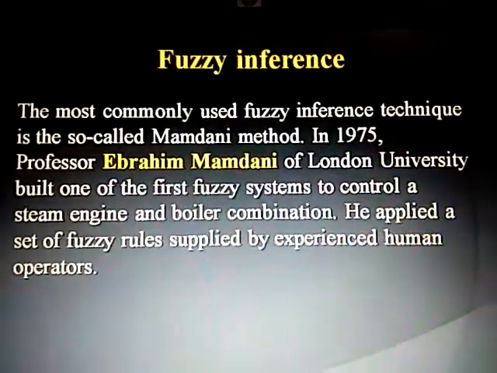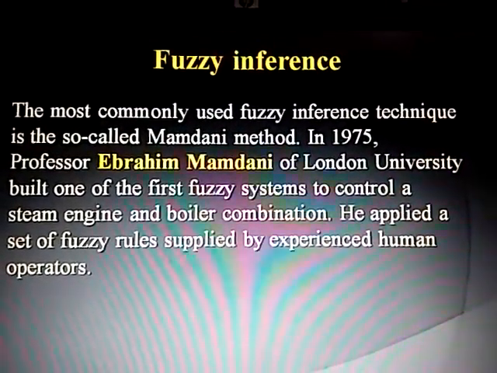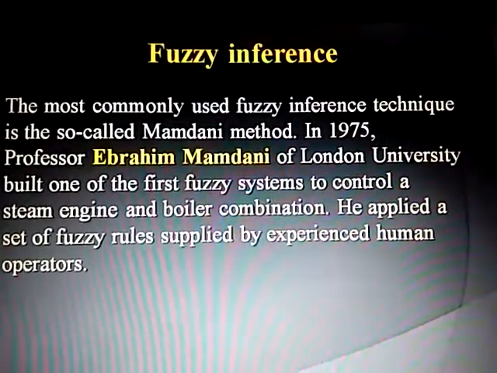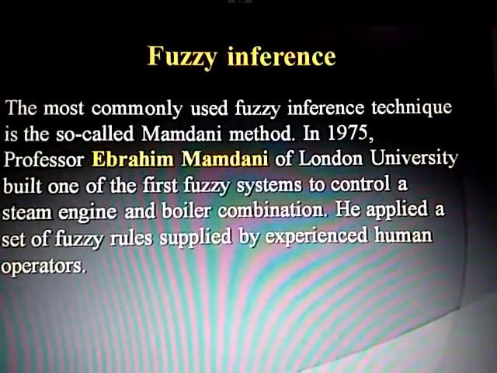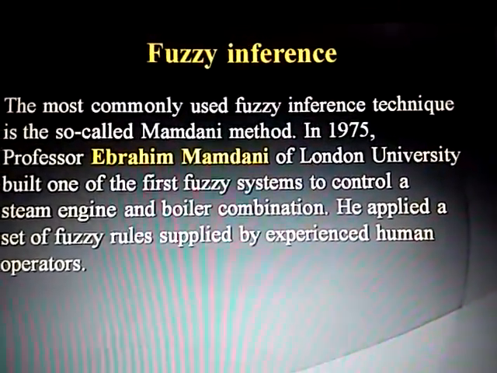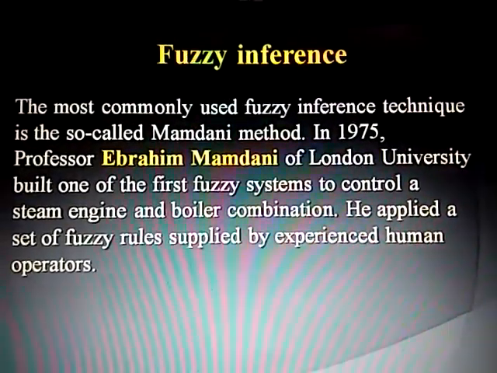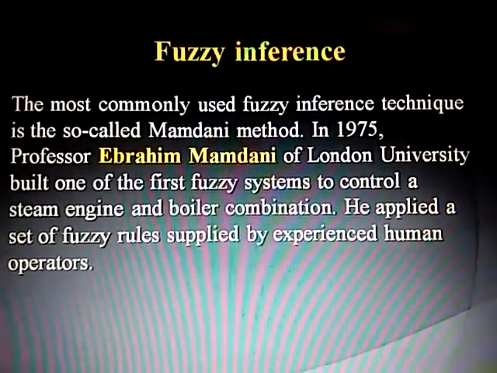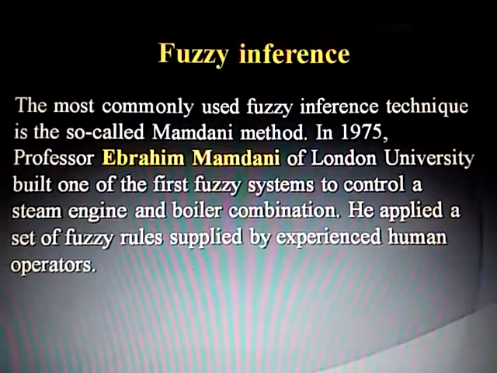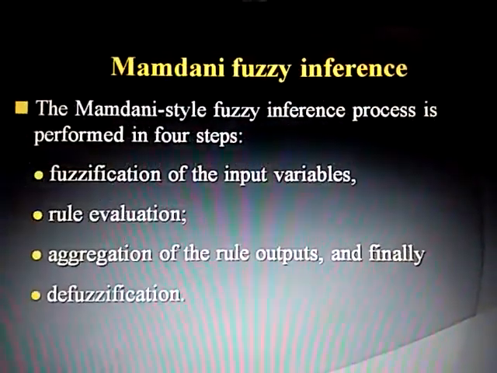The most commonly used fuzzy inference technique is the so-called Mamdani method, and that was built in 1975 by Professor Abraham Mamdani of London University, who built the first fuzzy system to control a steam engine and boiler combination. He applied a set of fuzzy rules supplied by experienced human operators.